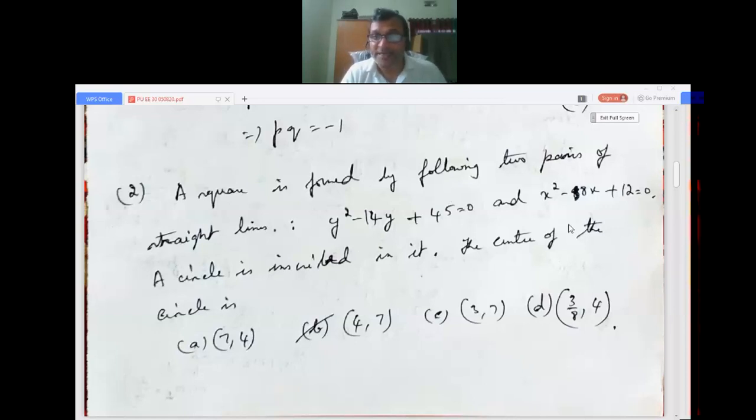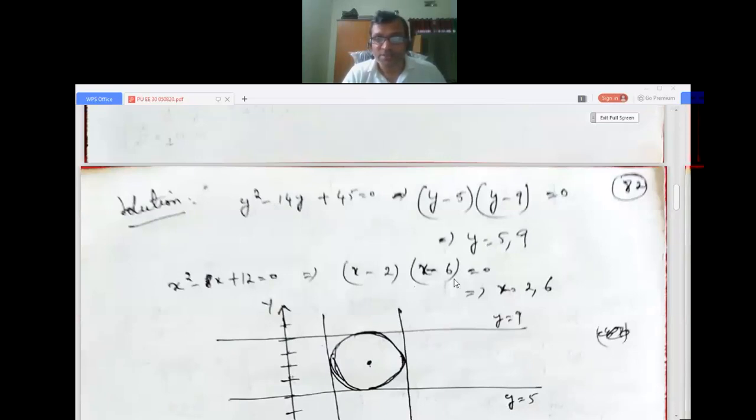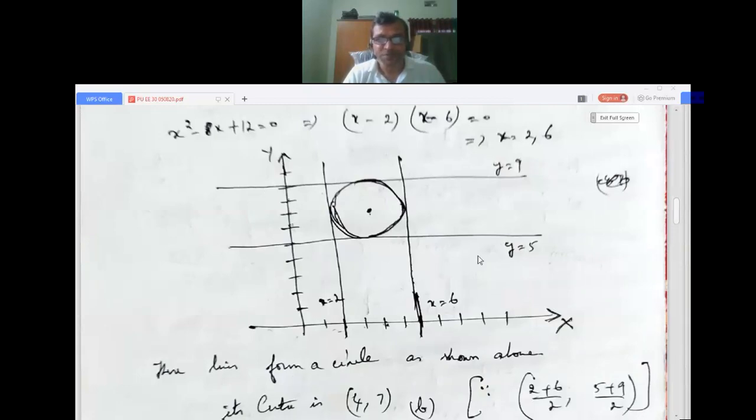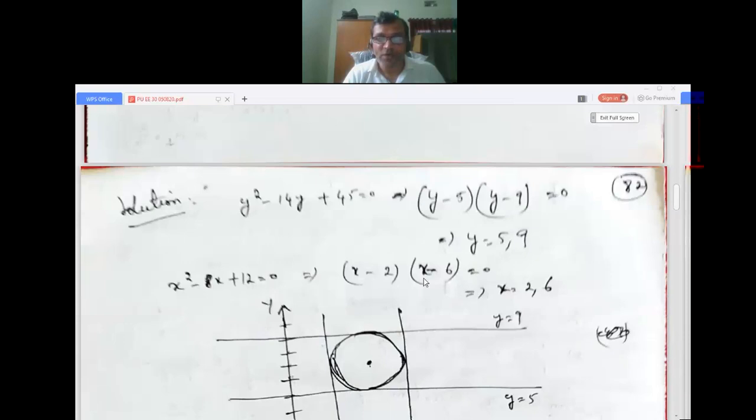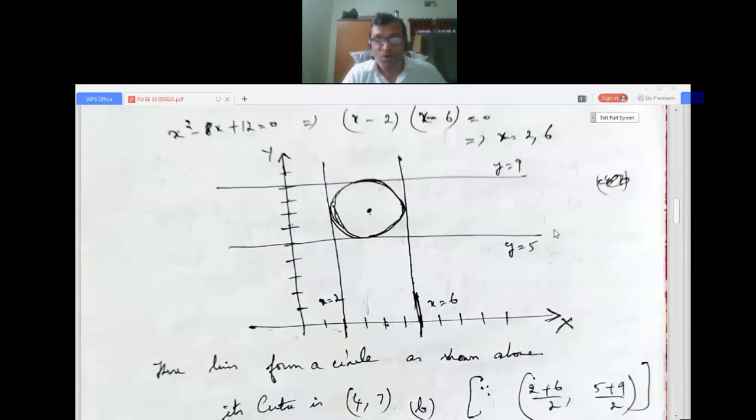This is two pairs of straight lines. So x squared minus 8x plus 12 equals 0. I get here x minus 2 into x minus 6 equals 0, that is x equals 2, 6. This you know. So you can think of the lines like this. See the picture of this. So y equals k means it is an equation parallel to the x axis, k units above. If y equals minus k, then it's the equation of a straight line parallel to the x-axis, k units below. So y equals 5 means 5 units above, y equals 9 means 9 units above.